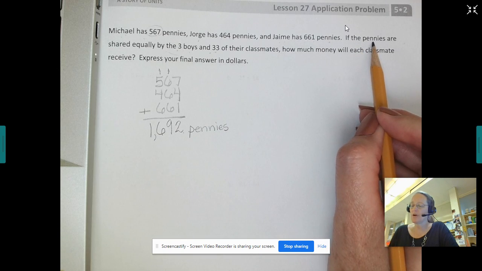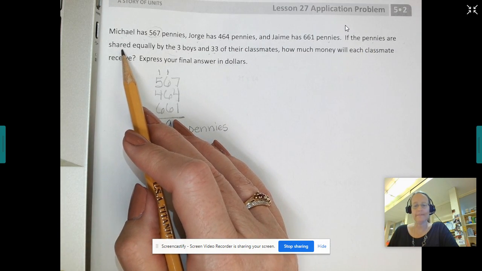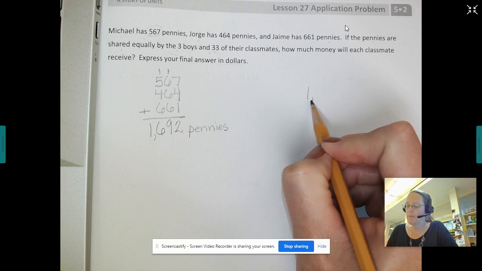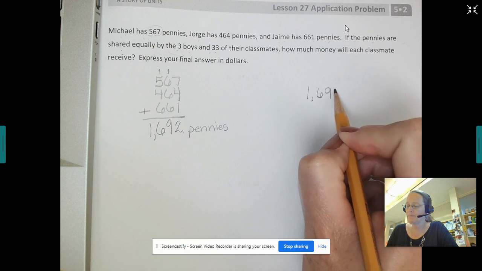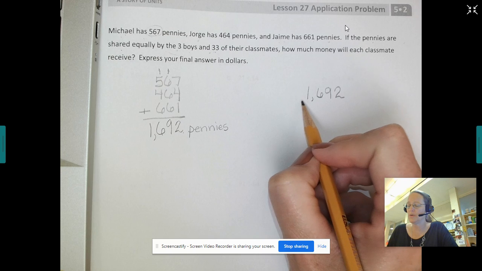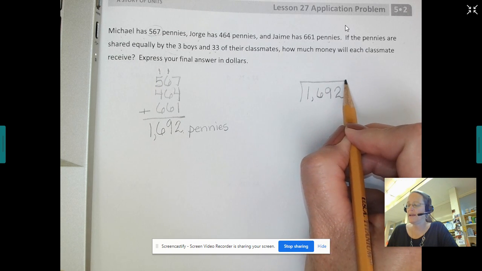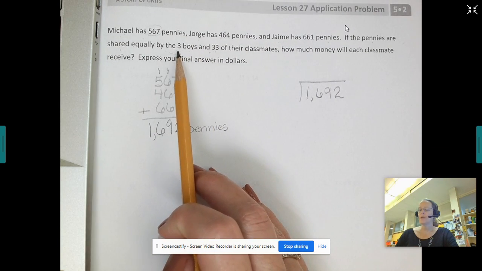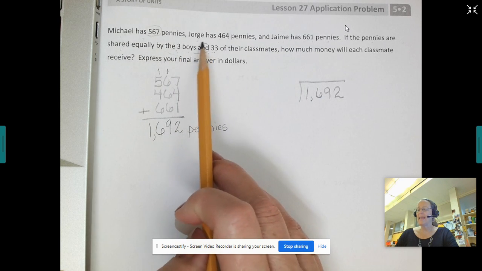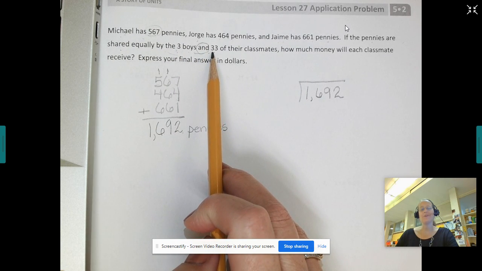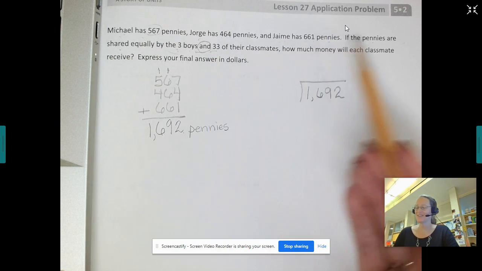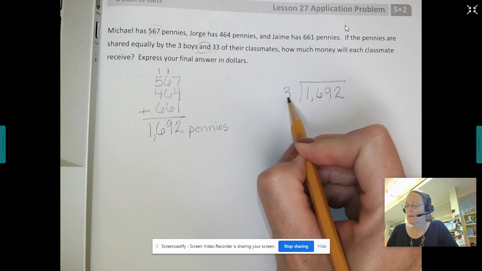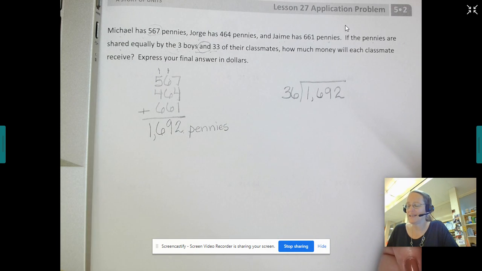So the pennies are being shared equally. I know that the pennies are going to be my dividend, 1,692. And I'm going to divide that by what? Who is sharing those pennies? The 3 boys and 33 of their classmates. So how many people is that? Yeah, that's 36 people. We're dividing by 36.